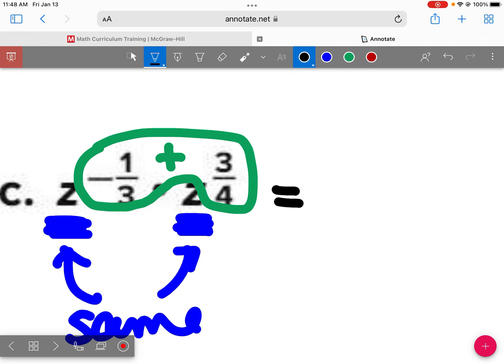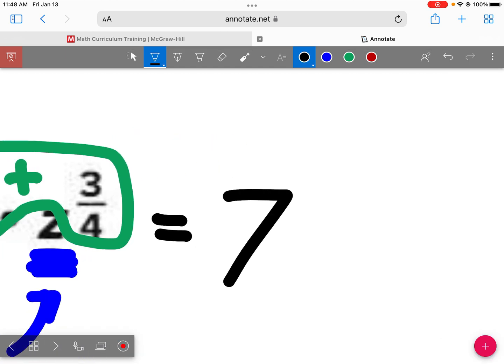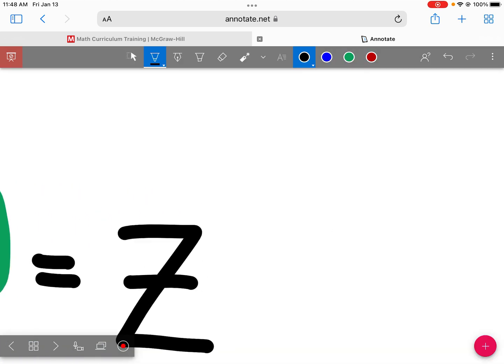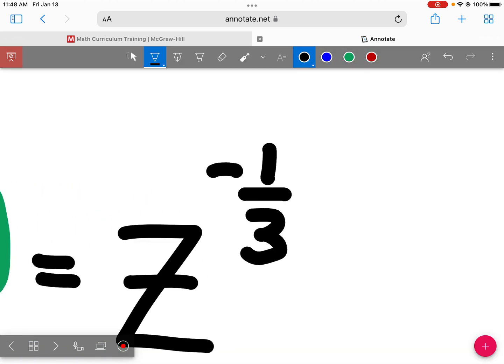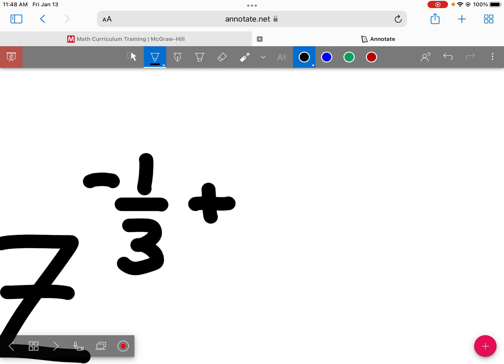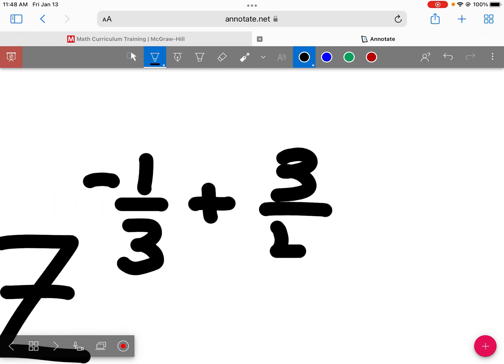If they're not the same, then we just write down each letter with its exponent, and they have to stay separated. Good question. If the letters are the same, then I can add the powers. If it's a different base, if it was z and r, I couldn't do anything with it. All I can do is just recopy what I see in front of me. All right, so I'm going to have z to the power of negative 1/3 plus 3/4.